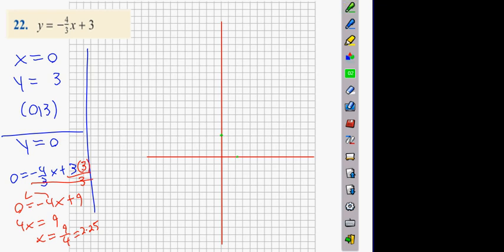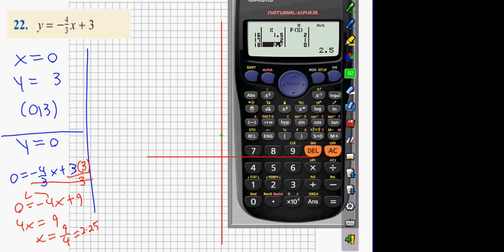I, on the other hand, will have a backup plan. My backup plan will involve me doing this here. So minus 4 over 3 x, and then plus 3. Okay, that's alright.